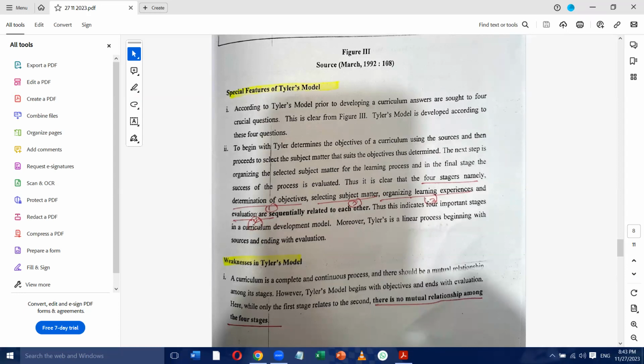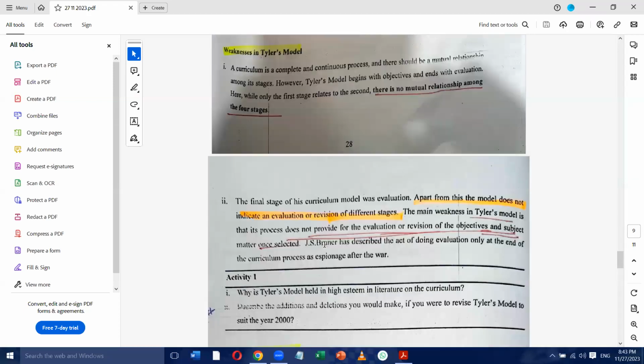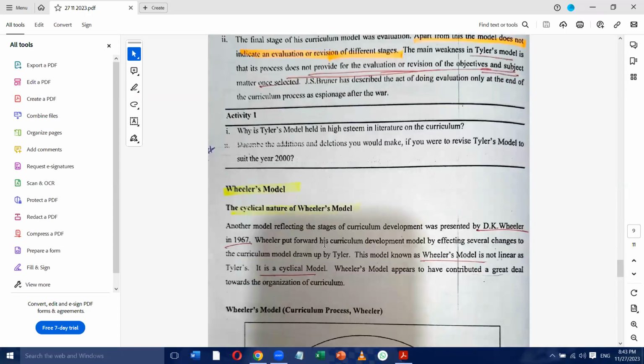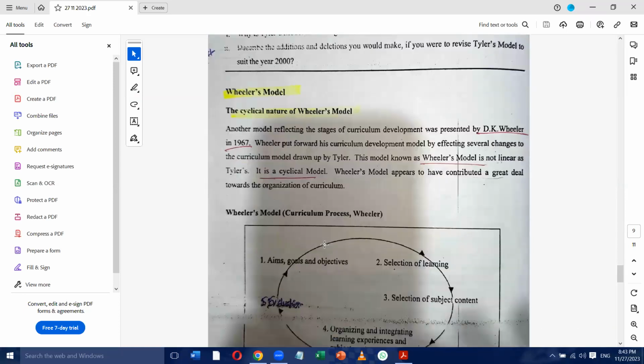So once the evaluation is done, it should have a connection with the objectives. Then it should go back towards selecting the subject matter. Then only you can analyze what you have evaluated. So that is the main setback in his model. Now the next one is Wheeler's model.